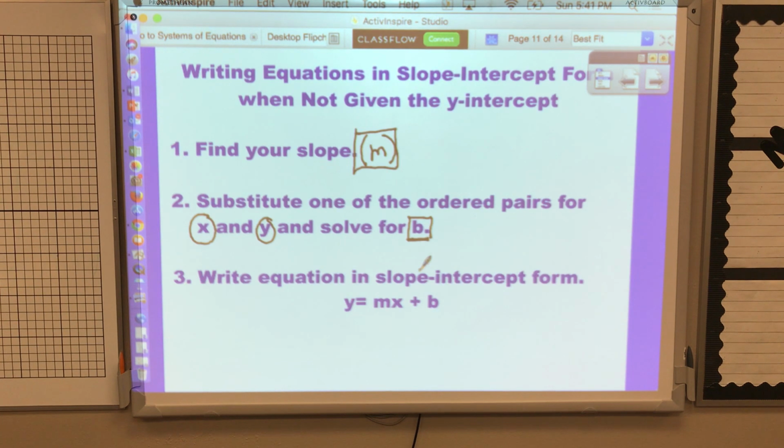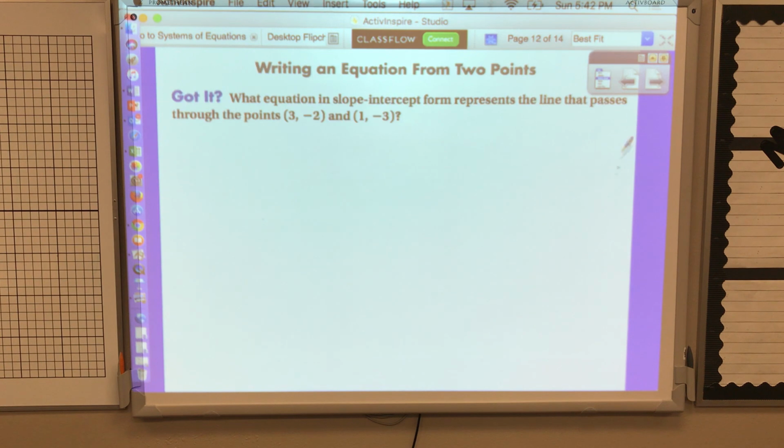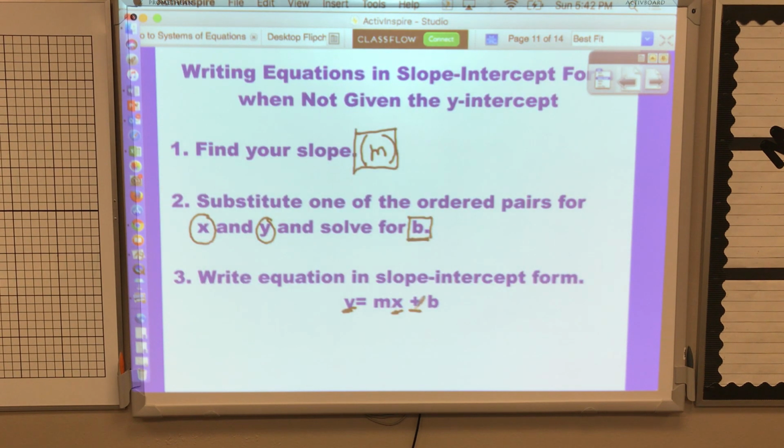But now there's some work for b, and if you think back to when we wrote rules for functions, you've actually done this before, so this is review. It's just the hardest part of writing equations in slope-intercept form. And then when we're done, we're going to write our equation in y equals mx plus b, and you need to remember that y and x are still in the equation. They're no longer the ordered pair we substituted. We just use those to find our y-intercept. And again, remember this can be plus or minus b. It doesn't have to just be plus.